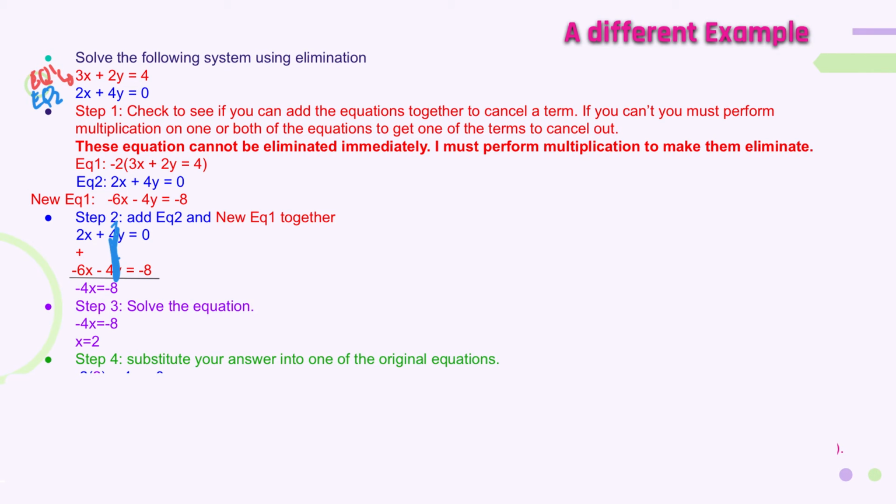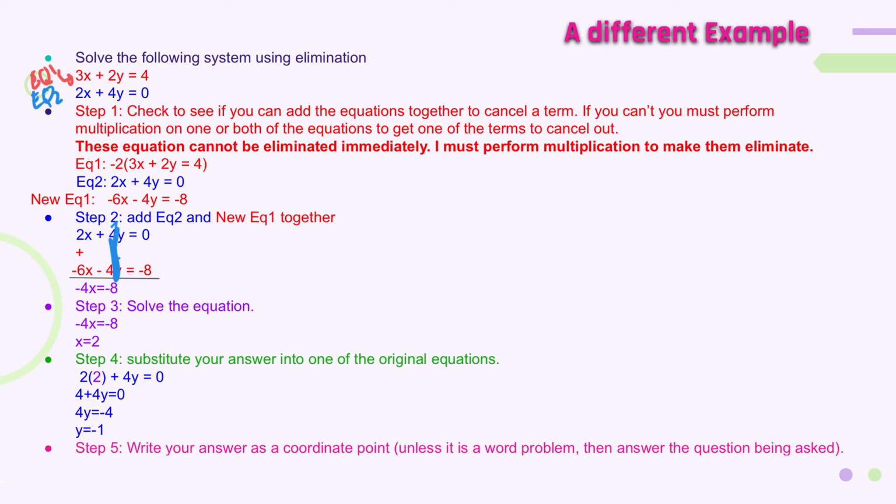Step 4 is to substitute your answer into one of the original equations. So I chose to substitute it back into equation 2. And when I did that, I got 4 plus 4y. So 4y is equal to negative 4. Y is equal to negative 1. And then step 5 is to write your answer as a coordinate point unless it is a word problem. Then answer the question being asked. So as a coordinate point, it's 2, negative 1.